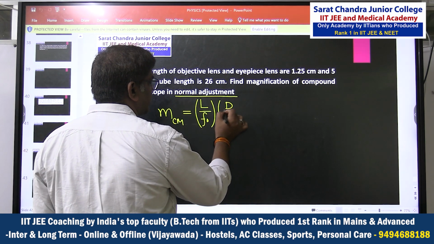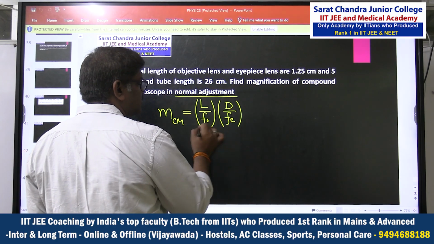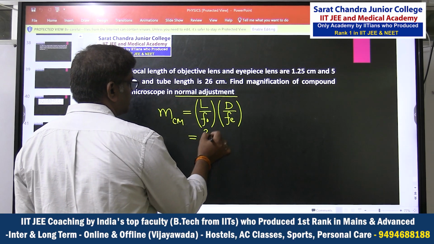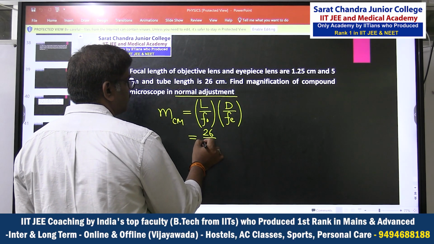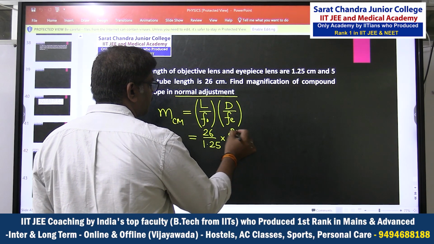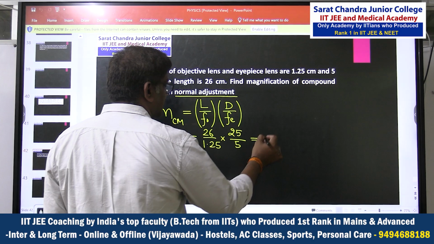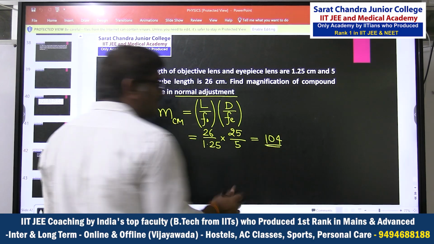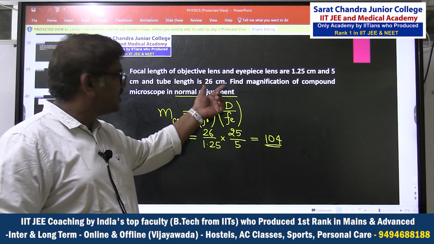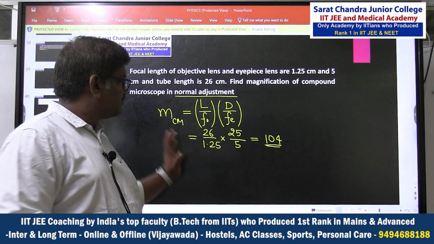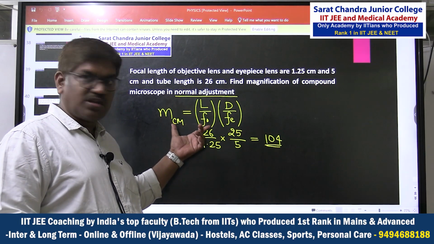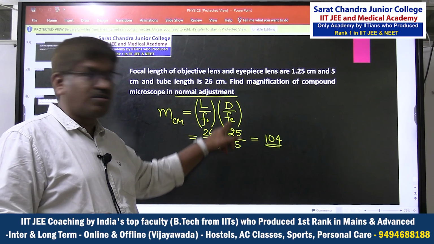And for normal adjustment, that's why D by f_e. Magnification of objective times magnification of eyepiece. So if I put these values, it is 26 by f_o, that is given to you as 1.25, and the minimum distance 25 centimeter divided by 5. Calculate this, it is approximately 104. These values can also be slightly different because some of them give the tube length as 32 centimeter. So the values differ, but you need to understand the concept we are using, the magnification of a compound microscope for normal adjustment.